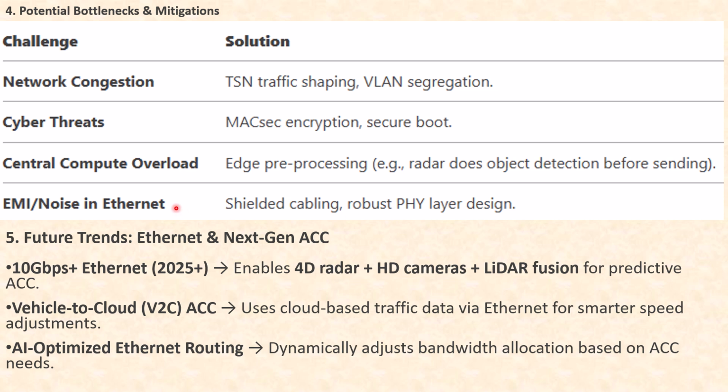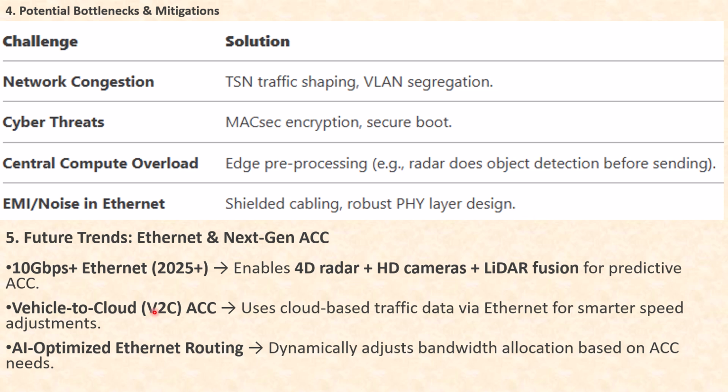Actually, there is a particular theory which says that EMI and noise can be reduced with the help of Ethernet, thereby the shielded cabling is not required. That's a theory, but it's not yet implemented. But as of now, assuming that EMI is present, shielded cable and robust 5 design layer design is a solution.